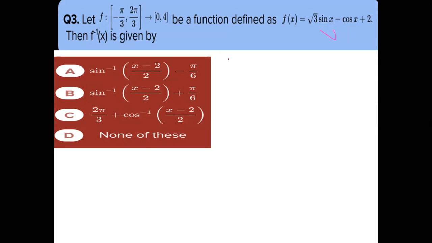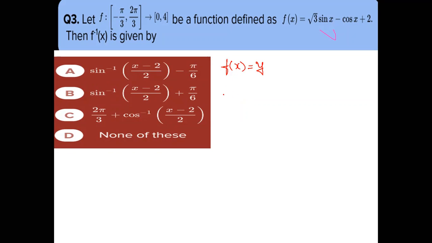Okay, you have to find what is f inverse of x. Clearly the function is invertible. For an invertible function, how do we find the inverse? What we do, we put f of x is equal to y. Correct? Then whatever value of x we get from this, we consider that as the inverse.